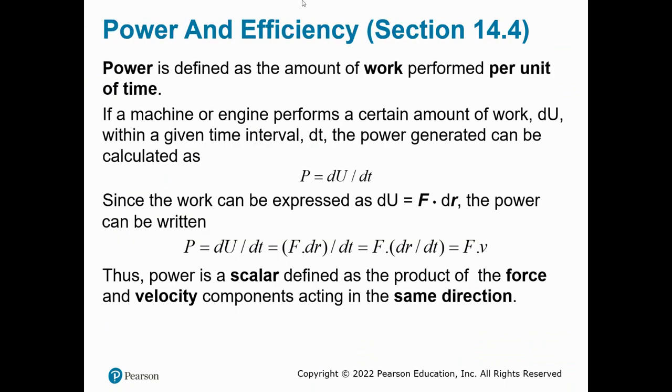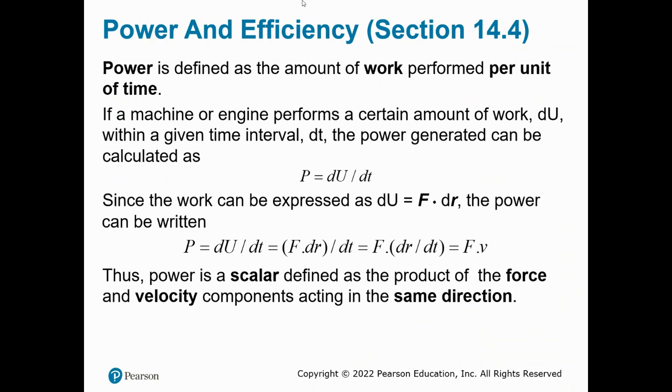Power, starting with the definition: power is defined as the amount of work performed per unit of time. Intuitively, it just means how fast I can do the work. The faster you can do some work, the higher the power. So if a machine or engine performs a certain amount of work dU within a given time interval dt, the power generated can be calculated using the equation P equals dU over dt.